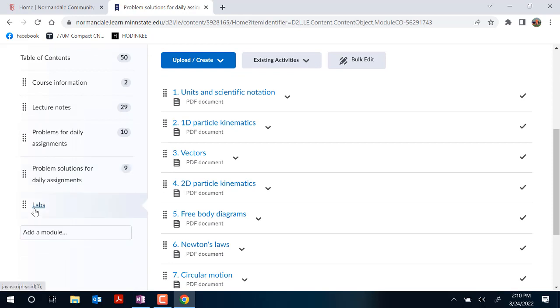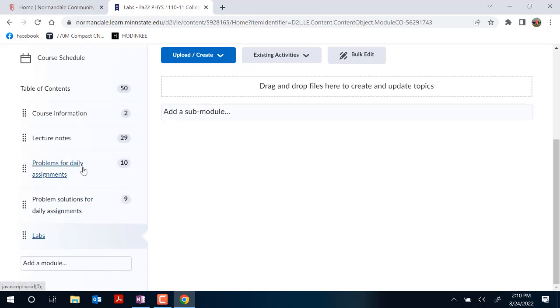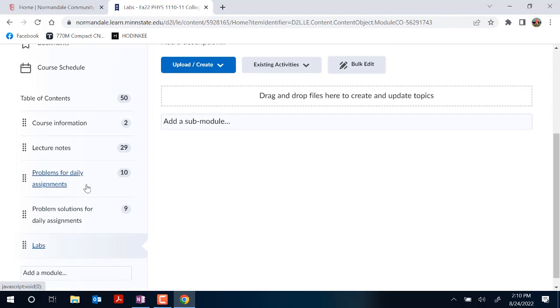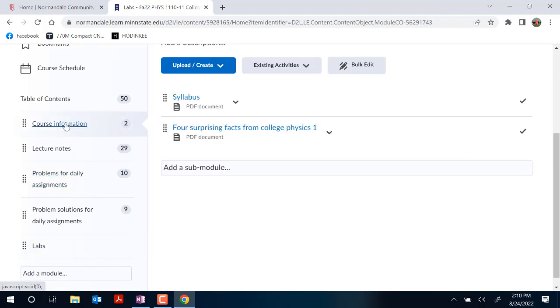And then the labs, I don't have any up yet, but next week we'll do our first lab activity. And before that, I'll put a lab up here. You don't have to do anything before the lab. You can just show up and we'll start at the start together. Okay, but for today, what we want is the course information and the syllabus.